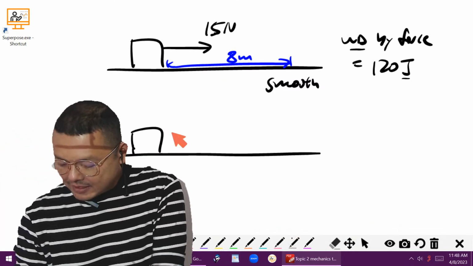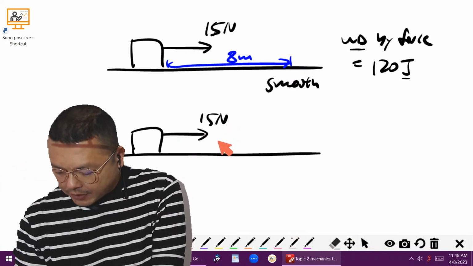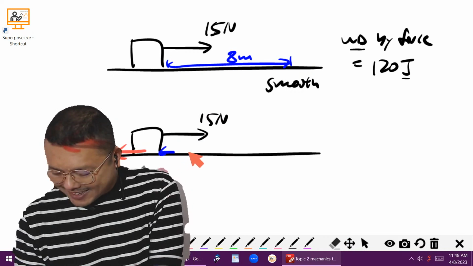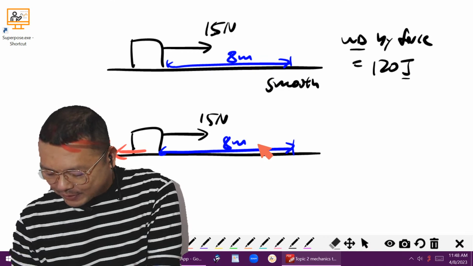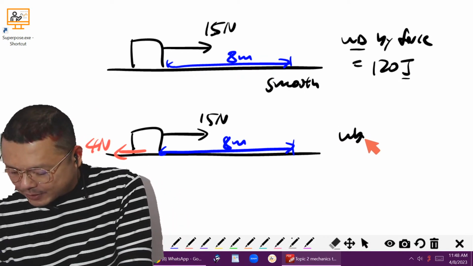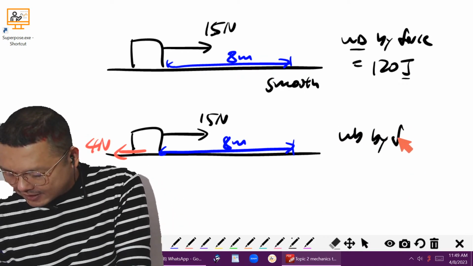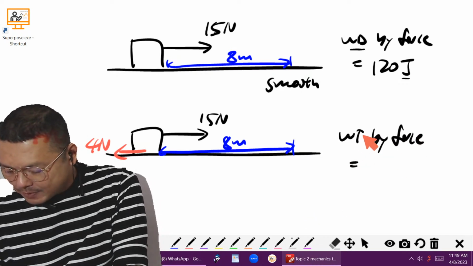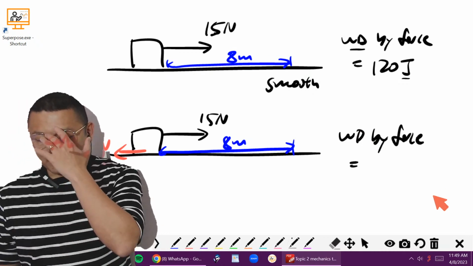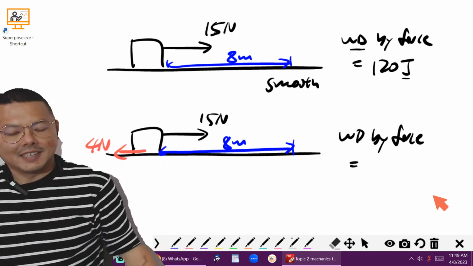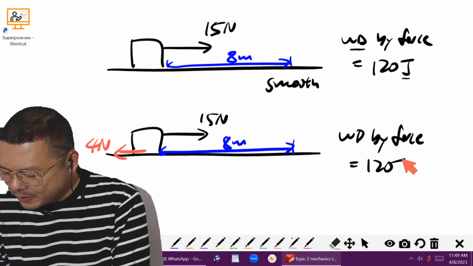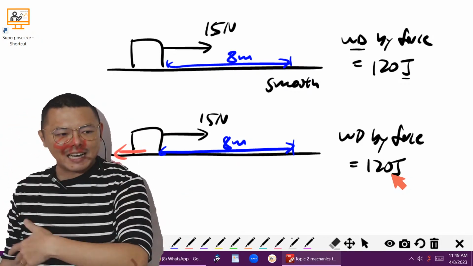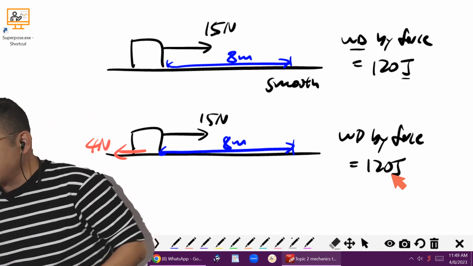Okay. Different scenario now. 50 newton force. This time around there's a friction of 4 newtons. Then hopefully you remember how to do this. Question, what's the work done by the force? Let me give other people a chance. What's the work done by the force? Still 120 joules. Oh, did we do this last week? We did this last week. Then you should have told me. Then I just repeated myself like an old man.